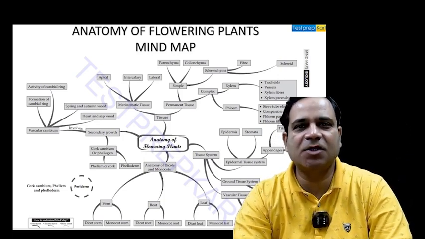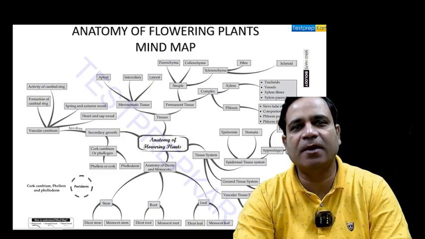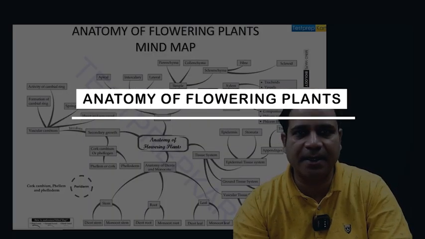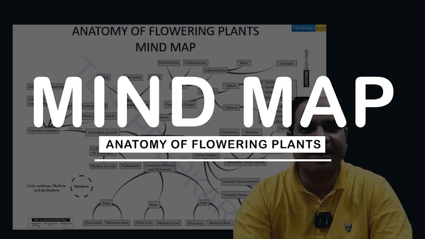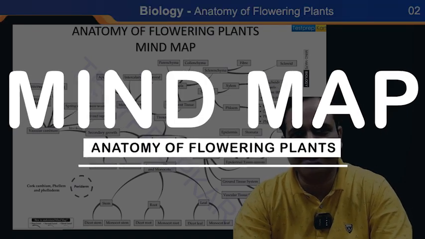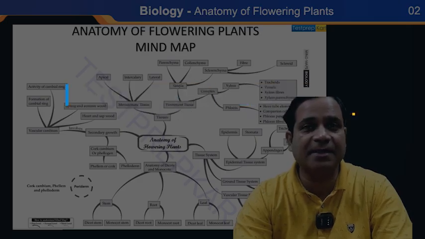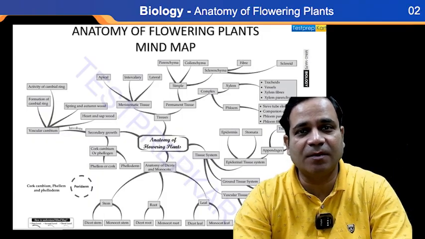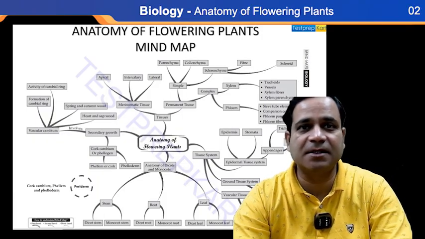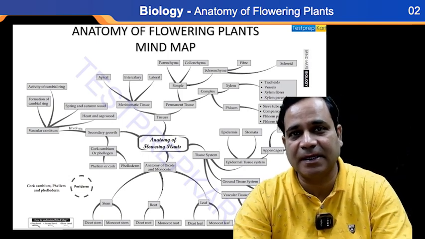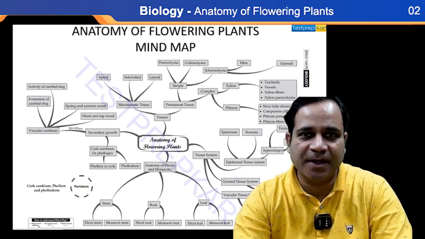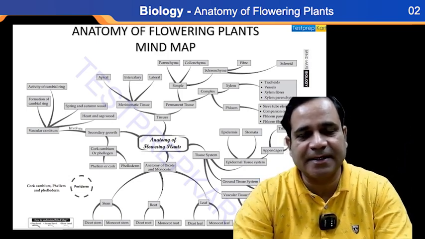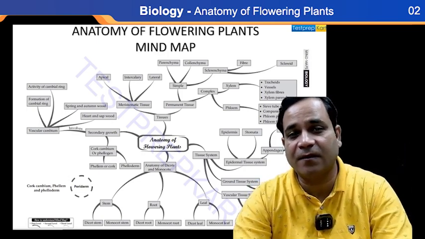Here in this topic, I am going to start the anatomy of flowering plants, that is the mind map, my dear. Okay, so in this mind map, what should we know? Previously I told you about the morphology of flowering plants, that is unit 2 of class 11th, the 5th chapter. And this one is the 6th chapter, the anatomy of flowering plants.